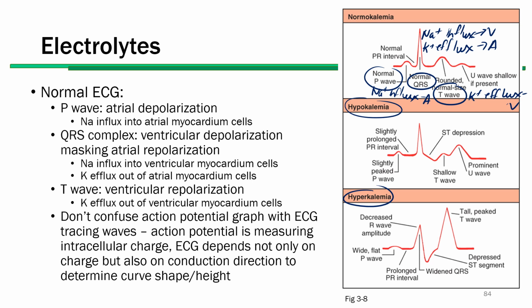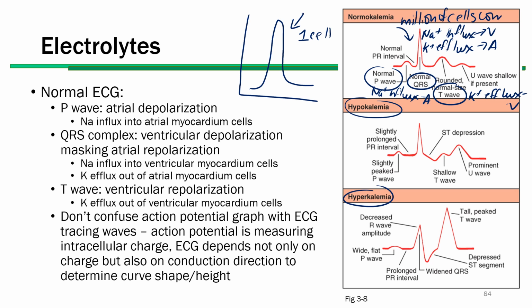The thing I want to mention is that we've already looked at, and I'll mention a little bit more about ECGs here, but something else is important to remember. We looked at the action potential. This is one cell. This is millions of cells combined. And it includes not just cells, but direction. ECG depends on direction. It depends on where you place the leads. What direction is the charge flowing? So don't confuse these for one another.